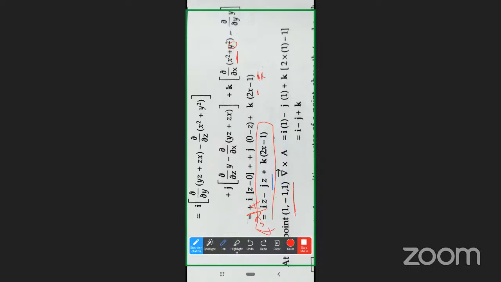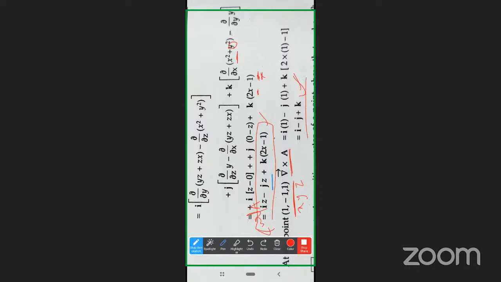Similarly, what is the point? That point is substituting x, y, z. These values are substituted in this equation. So x is 1, y is minus 1, z is 1. Then simplify: i minus j plus k. This is the curl A value.